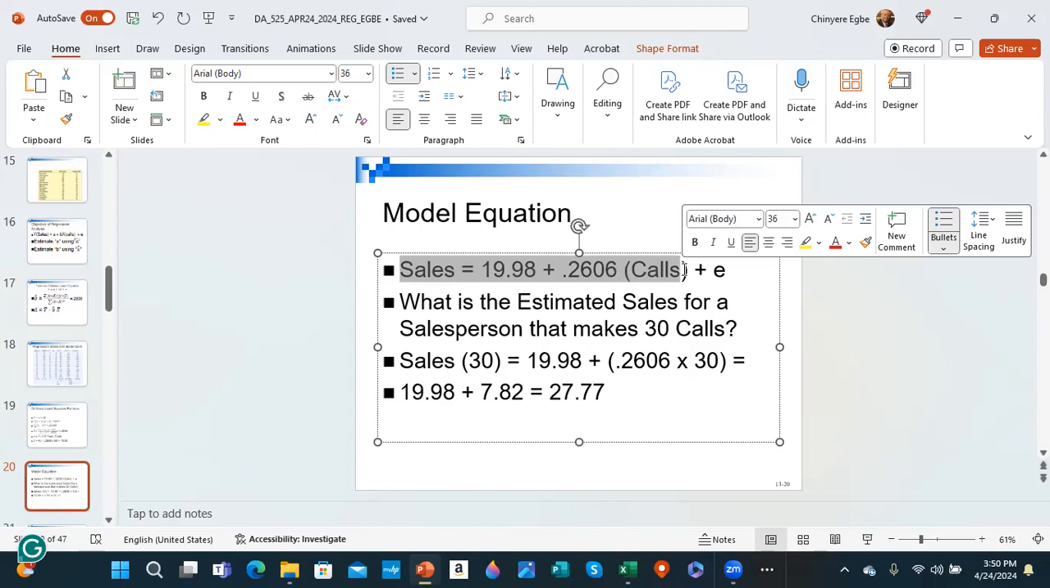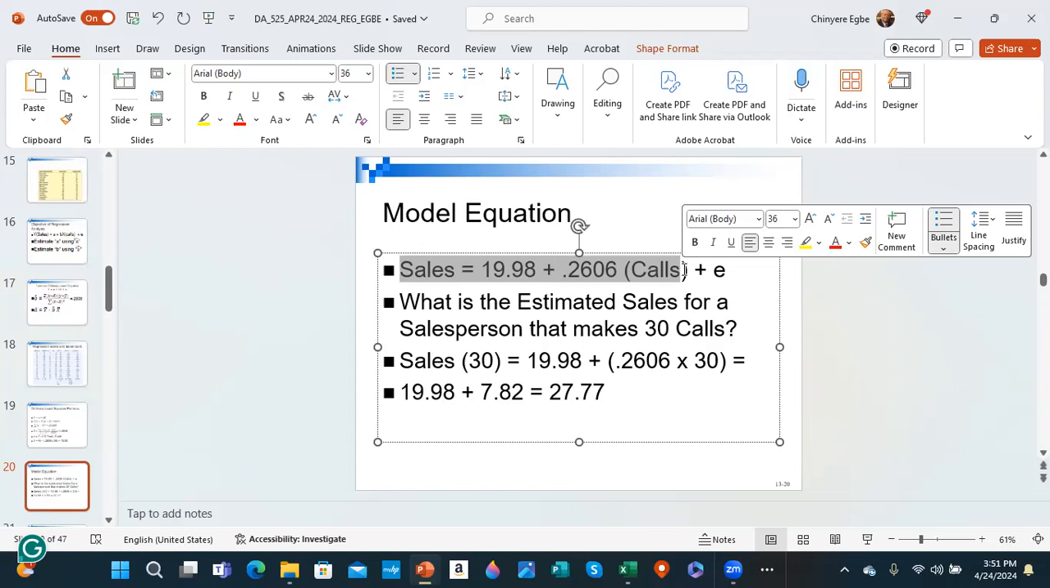Now, if the salesperson makes calls to businesses or to individuals, for each additional call, they sell 1/4 of a copier. Of course, we know there's no such thing as 1/4 of a copier, but it simply means that by the time they make 4 calls, they will be able to sell 1 additional copier. This is what it is.